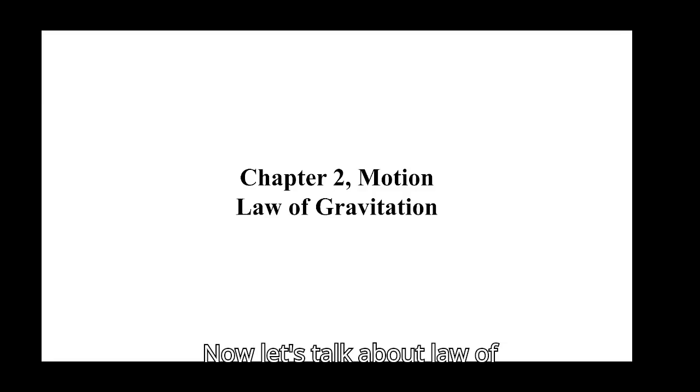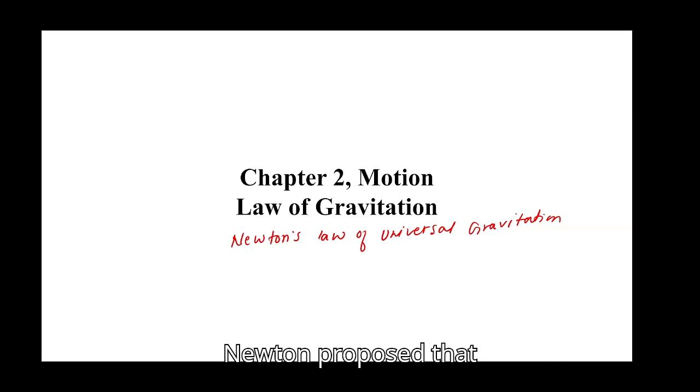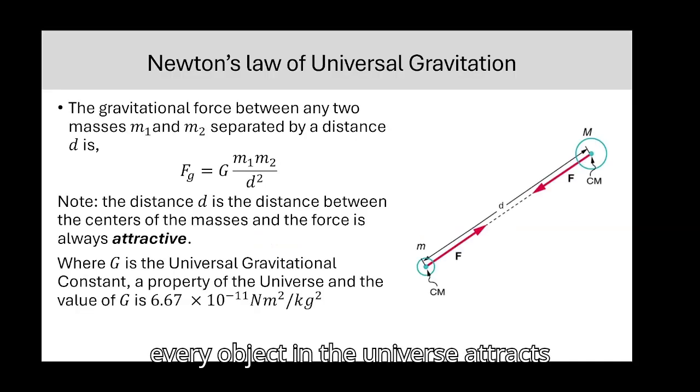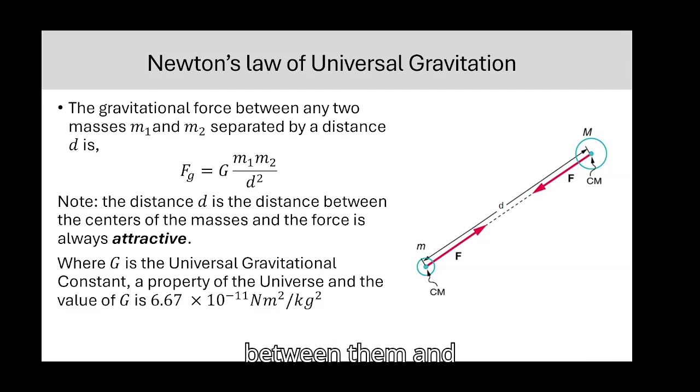Now let's talk about the law of gravitation. The law of gravitation is also known as Newton's law of universal gravitation. In this law, Newton proposed that every object in the universe attracts every other object with a force, and this force depends on two things: the masses of the objects and the distance between them.